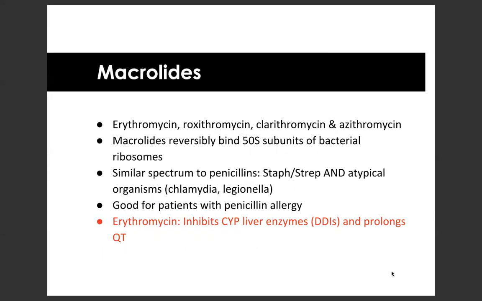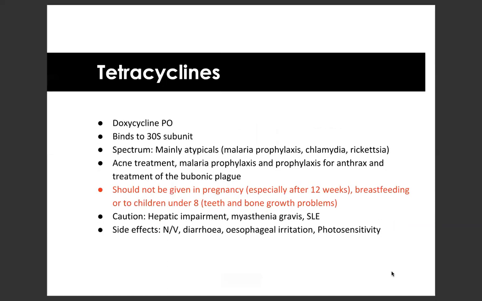Next class is macrolides. So the ones that end with mycin. This is a good alternative for patients with a penicillin allergy, but important to know that particularly for erythromycin, it has a lot of drug-drug interactions and can prolong the QT interval. So tetracyclines, again, are good for atypicals. Important contraindications would be children under 8 years due to affecting the teeth and bones, and it should not be given in pregnant women. Other important side effects include esophageal irritation. So when counselling, you have to ask them to make sure after taking doxycycline to sit upright for at least half an hour, and photosensitivity, so make sure they have sun protection.